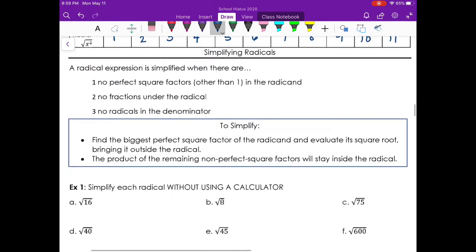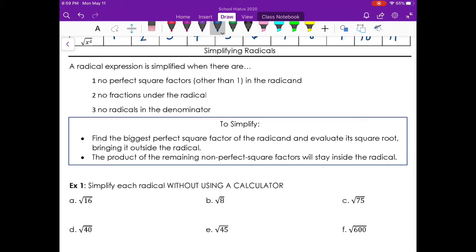To write a radical expression in simplest radical form, there are 3 important things that we need to do. First, we need to make sure that there are no perfect square factors in the radicand. Of course, that doesn't include 1 because 1 is a factor of any number. We need to make sure that there are no fractions under the radical, and we need to make sure that there are no radicals in the denominator of a fraction.